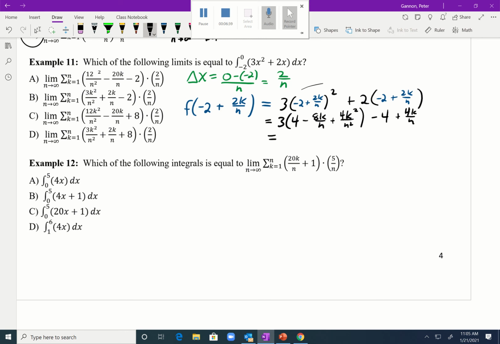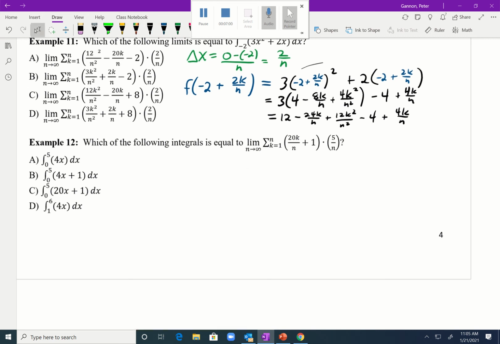We've got to keep simplifying. So we're going to distribute the 3. That's 12 minus 24k over n plus 12k squared over n squared minus 4 plus 4k over n. You can kind of see it's involving a little bit of work. Now, if we simplify this down, you have 12k squared over n squared. If we combine the -24k over n and the 4k over n, we get -20k over n, and then 12 and -4 combine to 8.